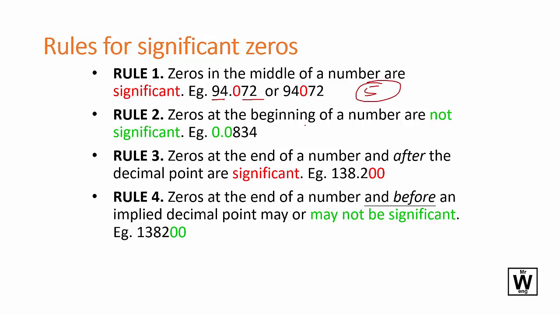The second rule is if the zeros are at the beginning of a number, they are not significant. And so here we only have 3 significant figures. And the zeros at the end of a number and after the decimal point are significant. Let's go to the fourth rule: zeros at the end of the number and before an implied decimal point may or may not be significant.